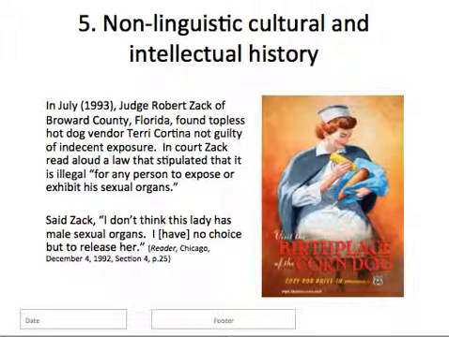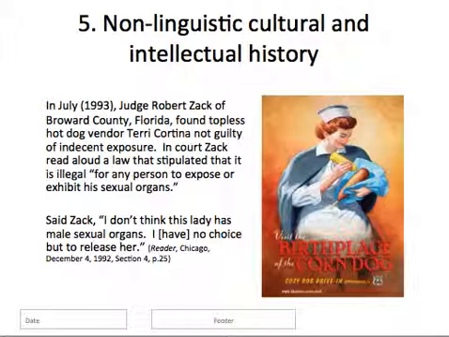Okay, next up is non-linguistic influences on changes in language. And here's a nice example. This is from the 1990s, and this refers to a judge in Florida. He had a case come up in front of him, and it was a topless hot dog vendor, Terry Cortina. And he found Terry Cortina not guilty of indecent exposure. The judge read the law aloud, okay? And the law, as he read it, stipulated that it is illegal, quote, for any person to expose or exhibit his sexual organs, unquote. Notice the way that's written.